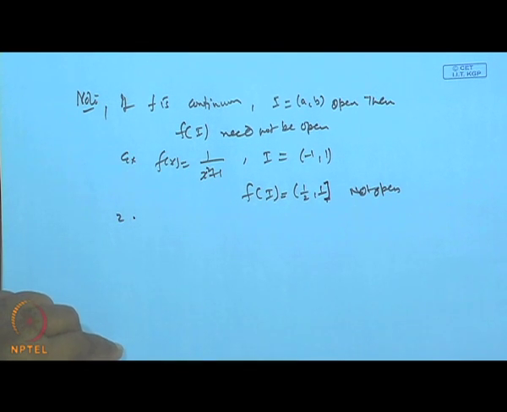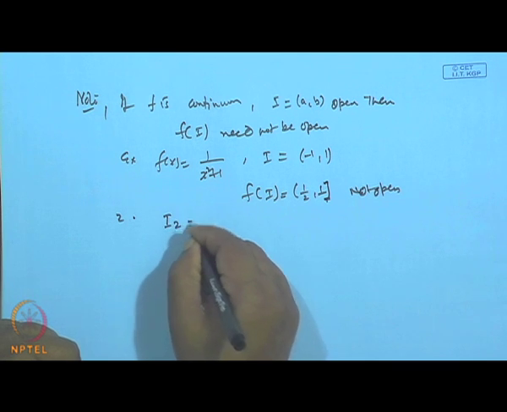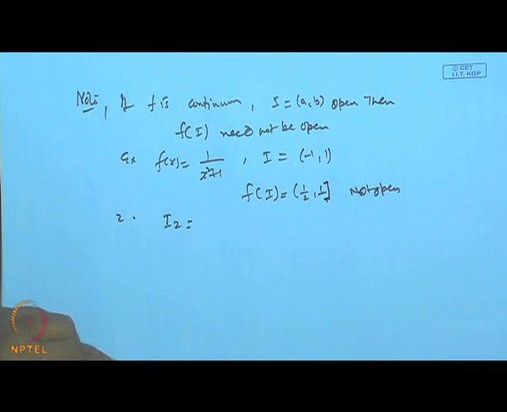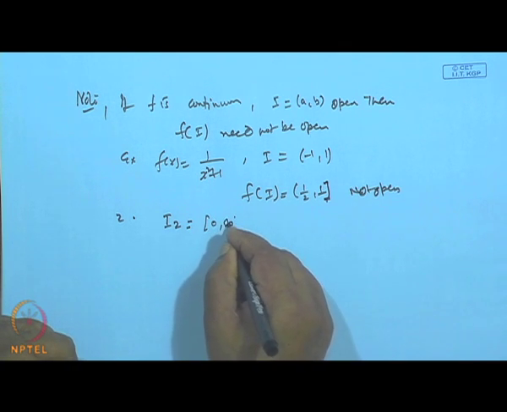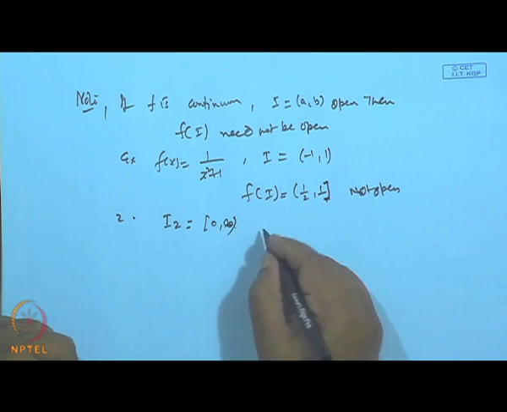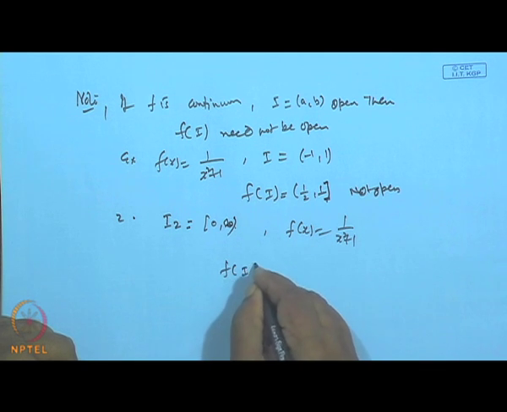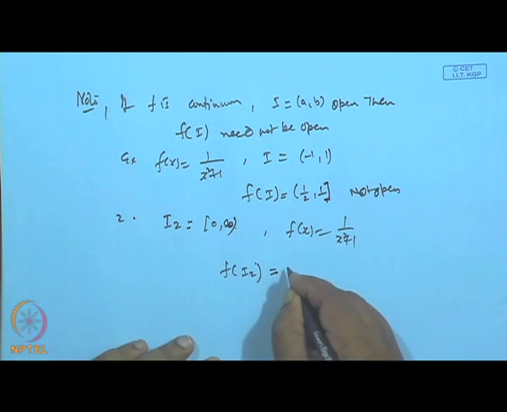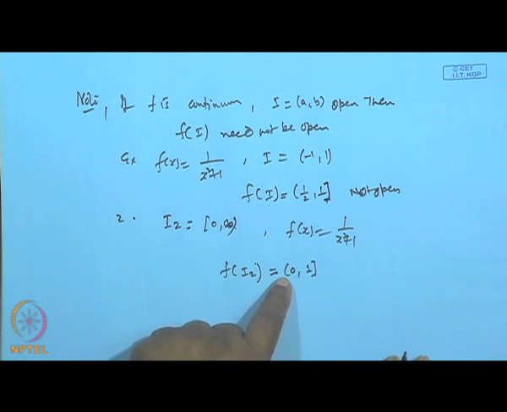Okay. Similarly, suppose I2 is our interval, say [0, infinity), a semi-closed interval, and f of x is x squared plus 1. We see that f of I2 comes out to be a semi-closed interval, but open at this point. So, I2 is not a closed interval.